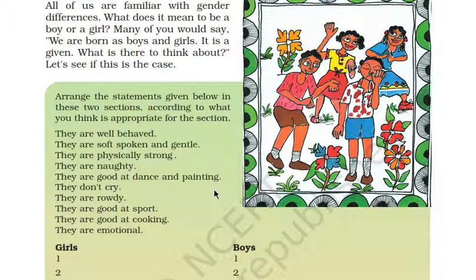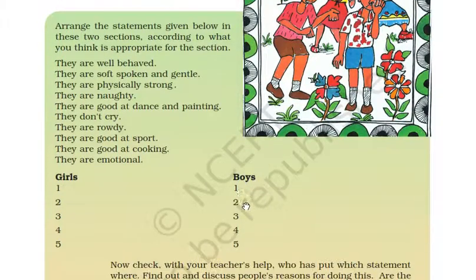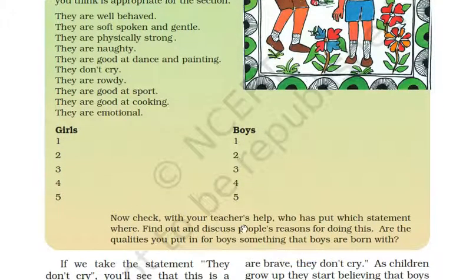They are well behaved. They are soft spoken and gentle. They are physically strong. They are naughty. They are good at dance and painting. They don't cry. They are rowdy. They are good at sport. They are good at cooking. They are emotional.